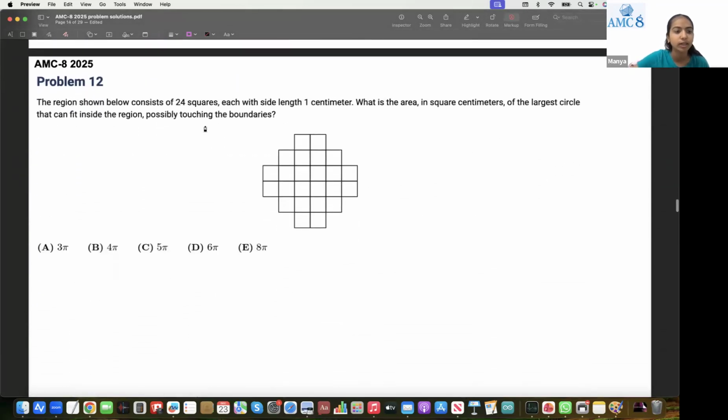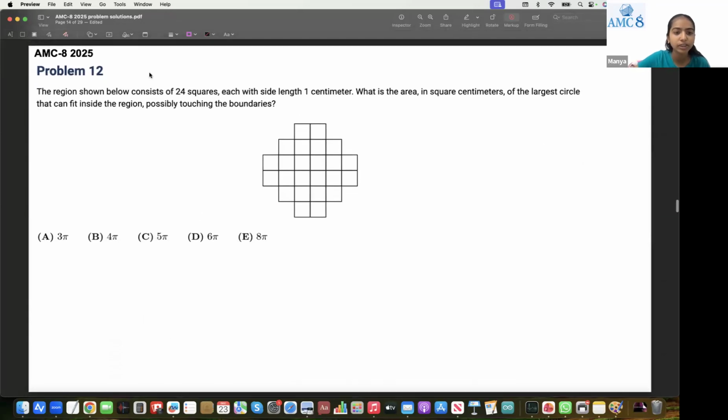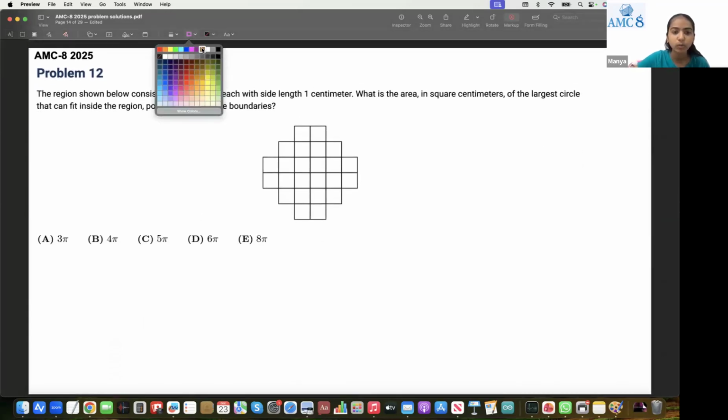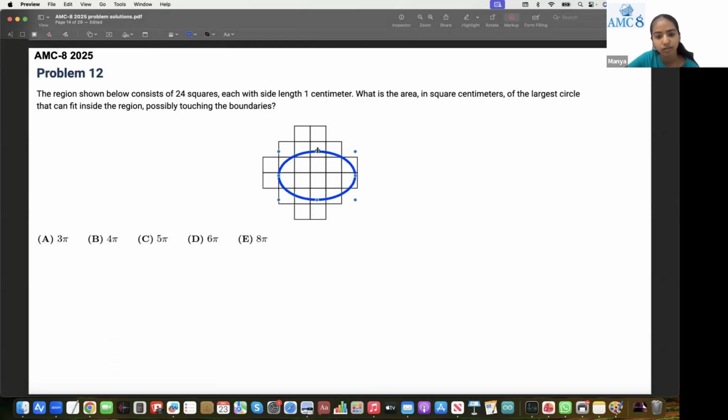Problem number 12. The region shown below consists of 24 squares, each with a side length of 1 centimeter. What is the area in square centimeters of the largest circle that can fit inside the region, possibly touching the boundaries? So here, I have this shape over here, and we want it to be touching the boundaries here, or we just want it to be as big as possible.